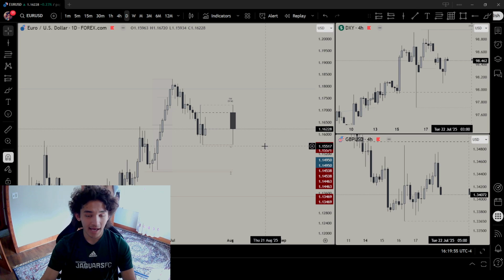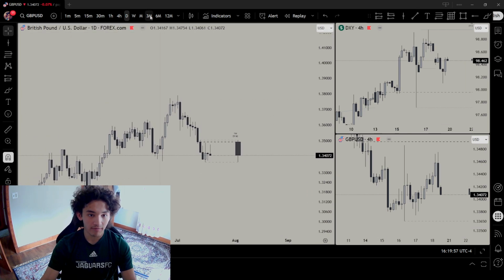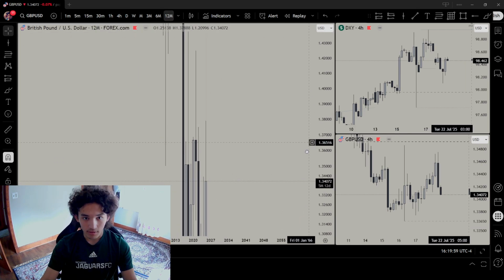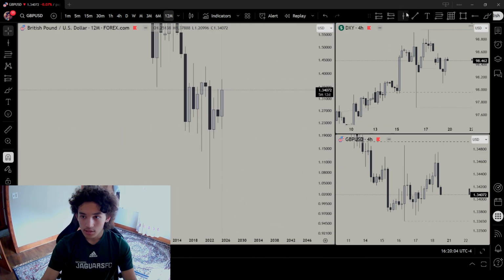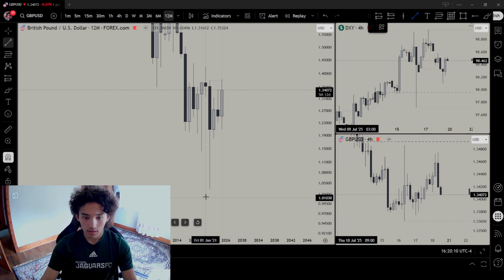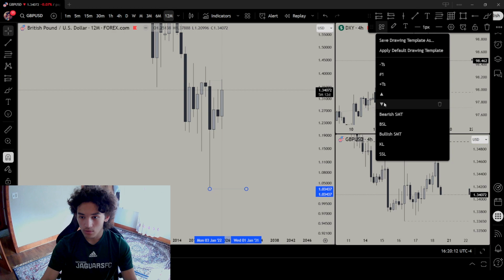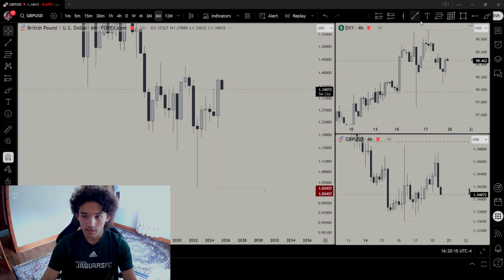Now we'll go into the quality asset. At GU, we have the same thing. A 12-month SMT to the downside with the quality asset, DXY, with the GU. On the 6-month, we have a 6-month to the downside.